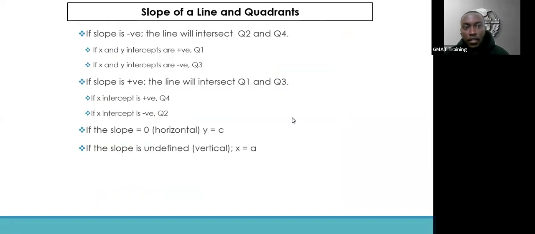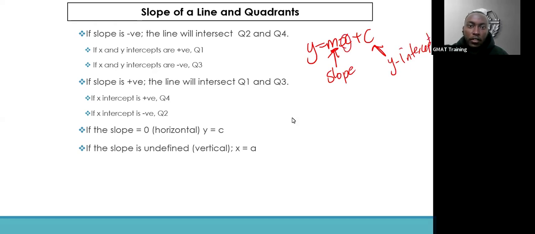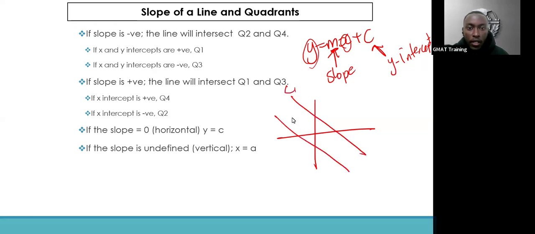The slope of a line and the quadrants. Given that y equals mx plus c, m is the gradient or the slope, and c is the y-intercept. X and Y are variables. They can take any values, but slopes and intercepts are standard values. So if the slope is negative, in the Cartesian plane, you usually have a line going down. These two lines, line 1 and line 2, have negative slope.